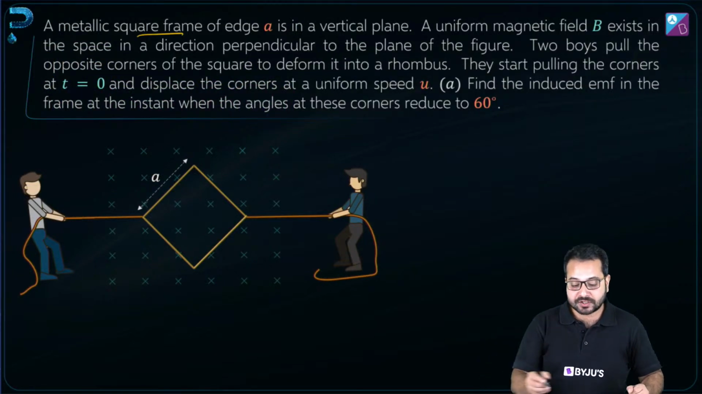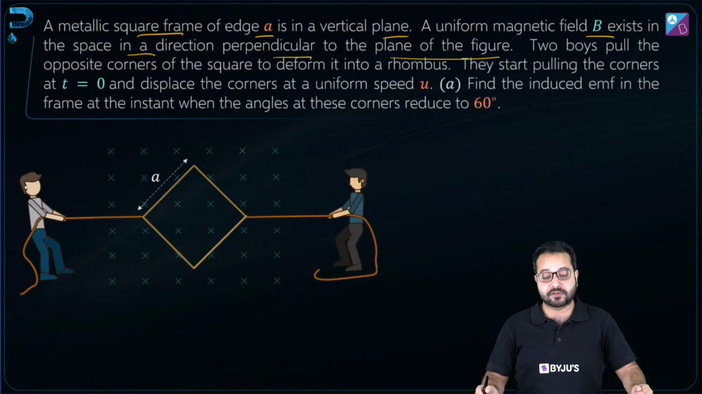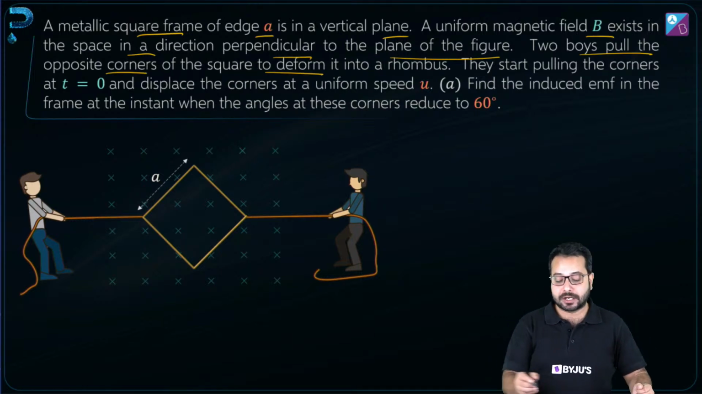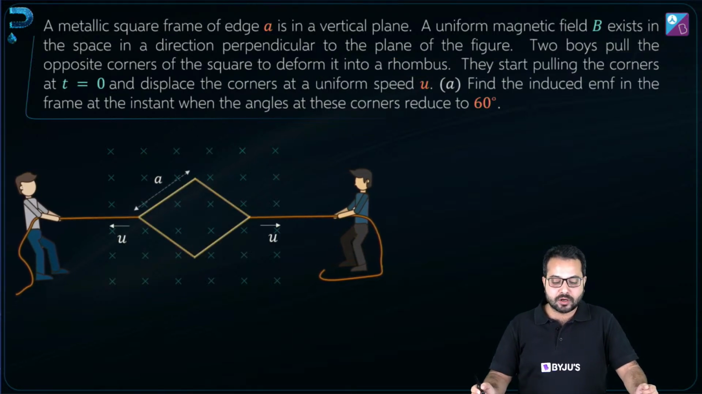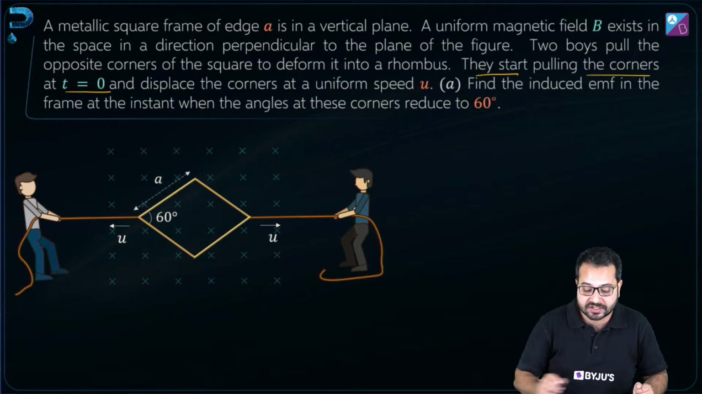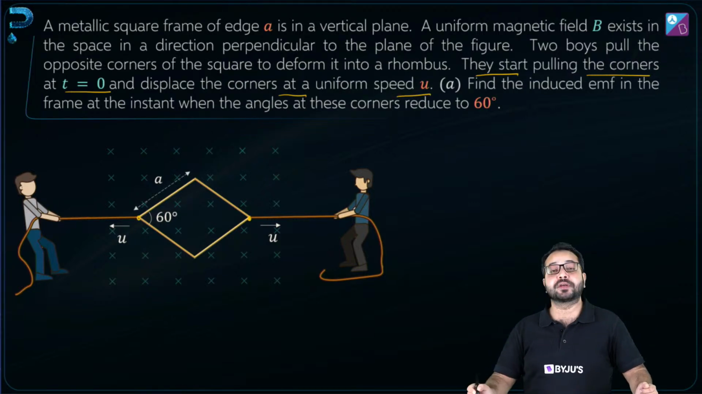Now, a metallic square frame of edge A is in a vertical plane. A uniform magnetic field B exists in the space in a direction perpendicular to the plane of the figure. The two boys pull the opposite corners of the square to deform it into a rhombus. So they are going to pull it and deform it into a rhombus. Now what is happening? They start pulling the corners at t equal to 0 and displace the corners at a uniform speed of u. So they are pulling these corners at a uniform speed of u.